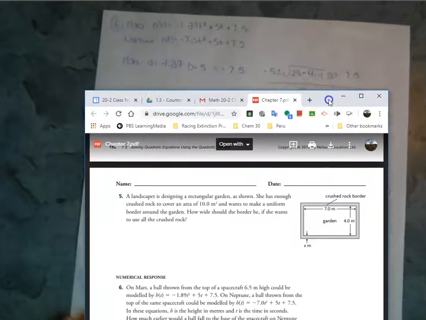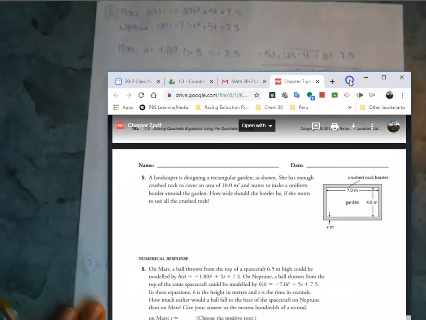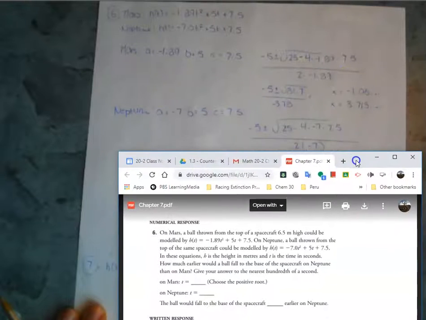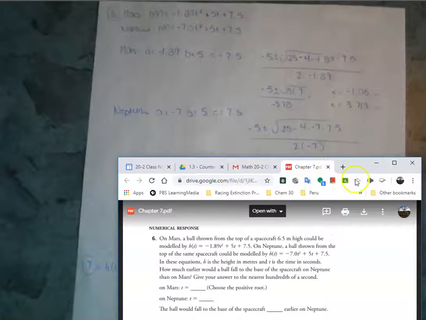Let's see, the next question was number 6. So this is asking about basically on Mars, a ball thrown from the top of a spacecraft is modeled by this equation, and on Neptune the same thing would be modeled by this equation. So basically the y value is going to be your height of the ball at a given time, and your x value is going to be the amount of time that has elapsed.